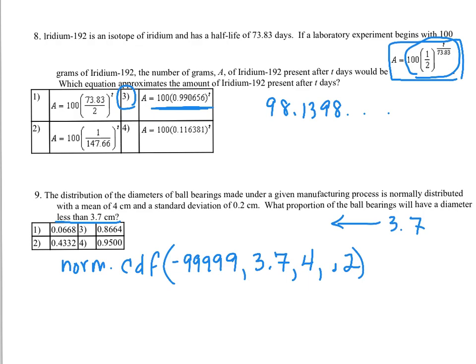Now remember, you can find normal CDF. You hit your second bars button, which is above the tangent button. It says distribution, DISTR, in blue. So you hit that, and you go down to normal CDF. You plug all those numbers in, and you're going to get 0.06680. And you can see that that's choice 1.